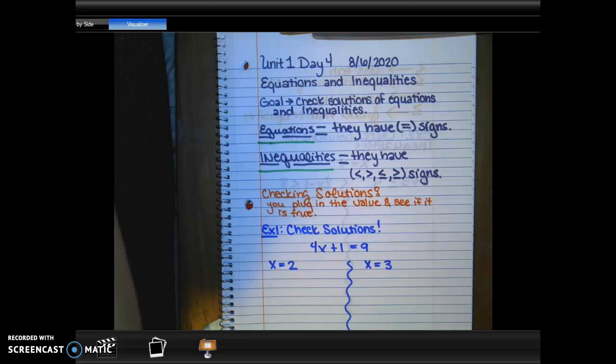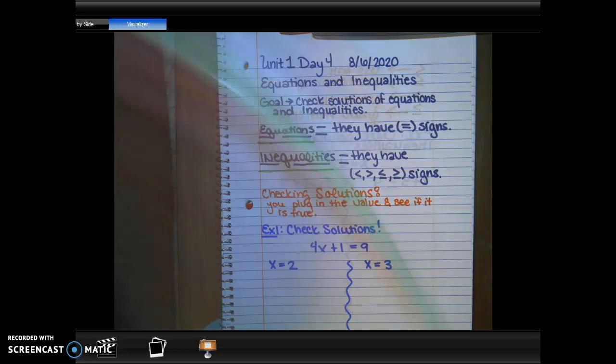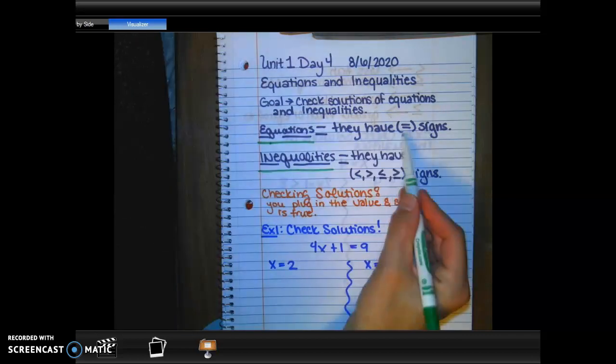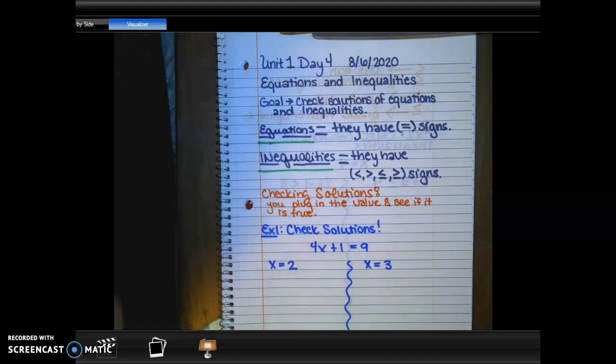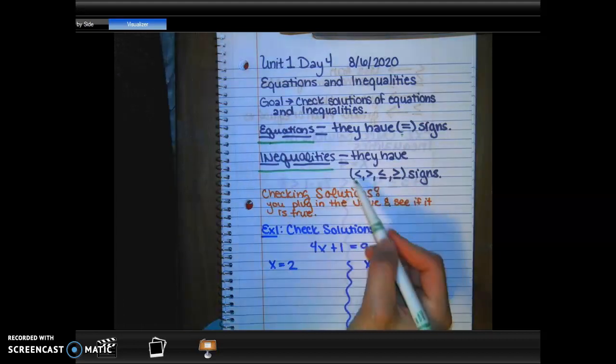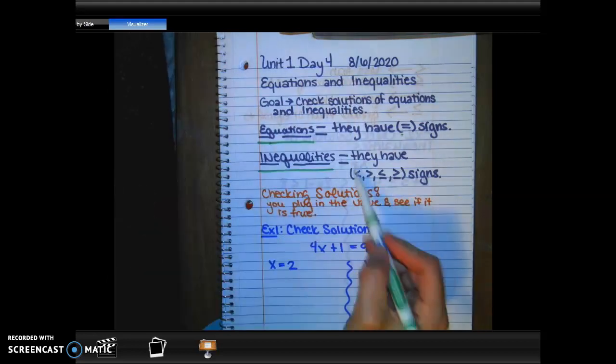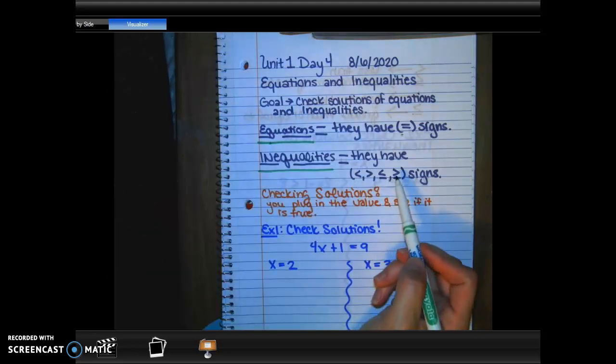Okay, so today's Unit 1, Day 4. We're talking about equations and inequalities. And what we're going to be doing today is mainly just checking solutions for equations and inequalities. So what is the difference between an equation and an inequality? An equation is any time you have an expression that uses an equal sign, while an inequality is when you have an expression that uses any of these signs, which I break down later in the notes, what each of these signs mean. You've probably seen them before.